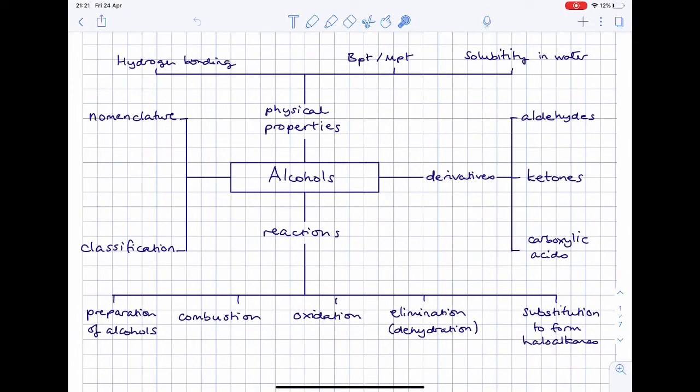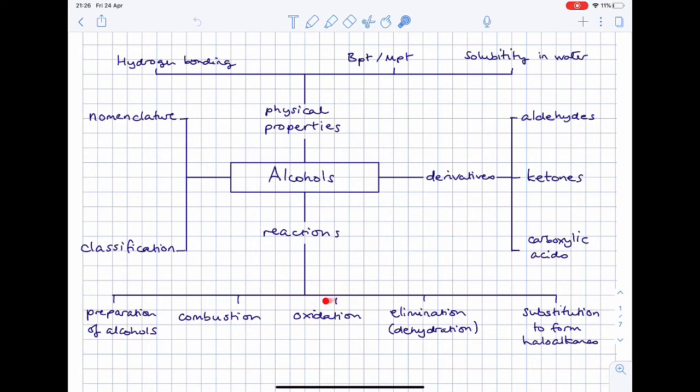So this covers all the topics of alcohols. We looked at how to name alcohols and classify alcohols into primary, secondary, tertiary alcohols. We looked at the physical properties of alcohols and explained them in terms of hydrogen bonding. We then looked at how to make alcohols from alkenes through hydration and also through hydrolysis of haloalkanes. We then looked at reactions of alcohols. We looked at combustion. We looked at how to write balanced equations for the combustion of alcohols and the fact that it is a type of oxidation reaction.